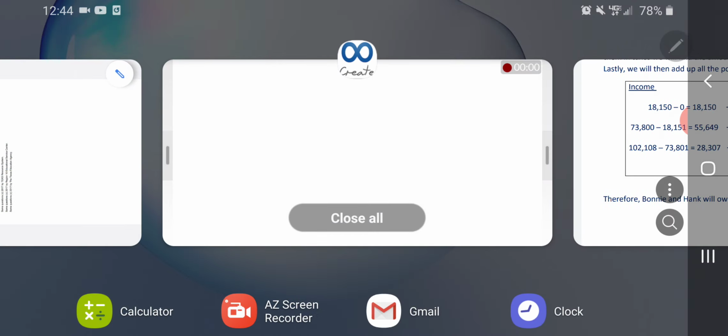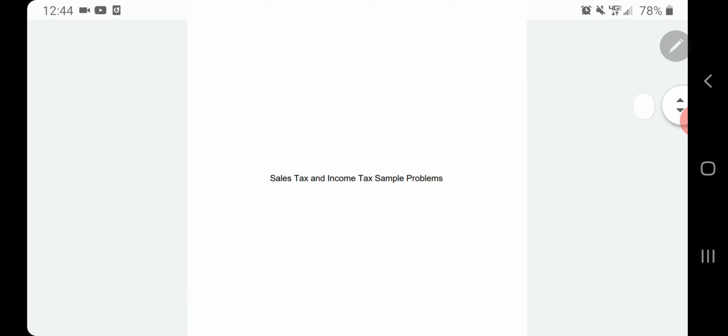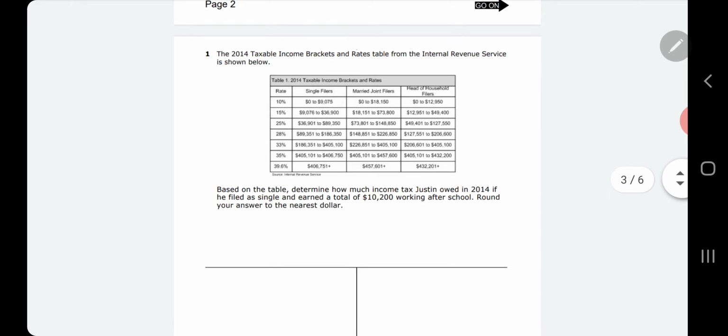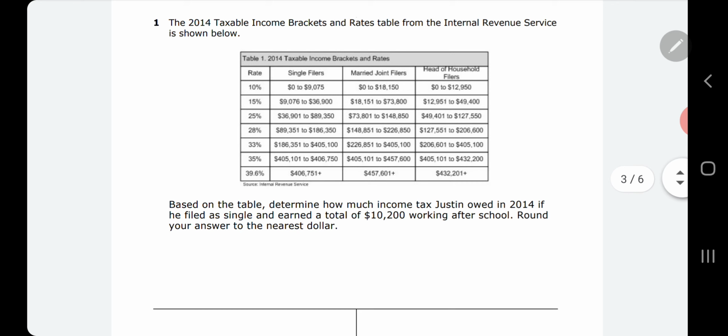Let us look at some sample problems. Okay, first one that we show, just like we had before, the 2014 taxable income brackets and rates table from the IRS is shown below. And here's a table. Based on the table, determine how much income tax Justin owed in 2014 if he filed single and earned a total of $10,200 working after school. Round your answer to the nearest dollar.